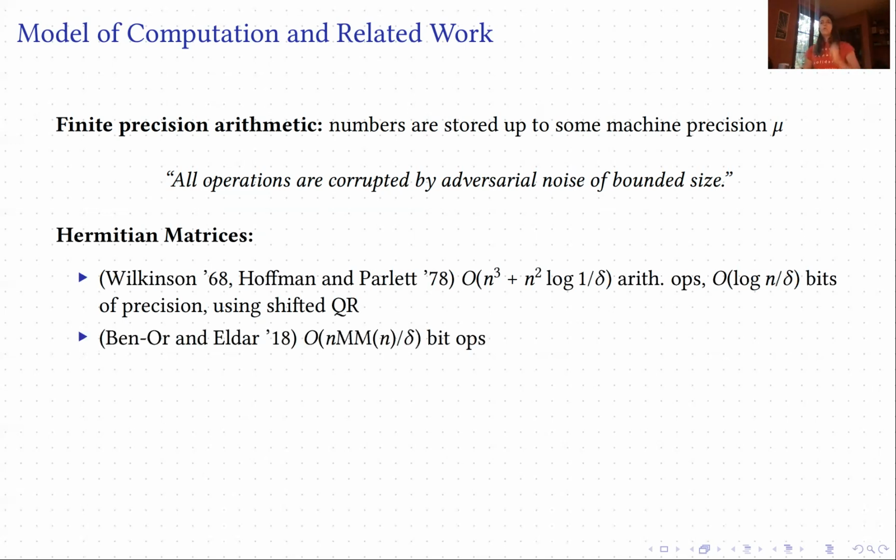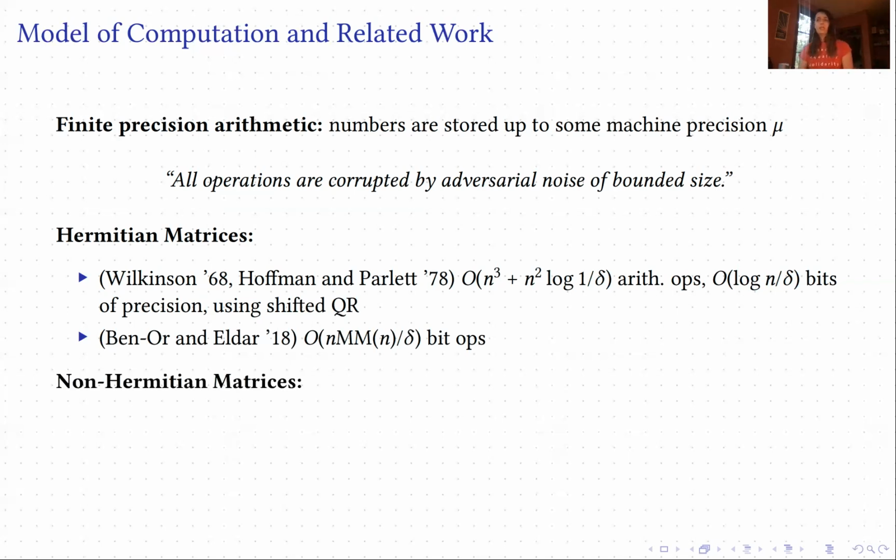And from some more recent work of Ben-Or and Eldar, we know that a single eigenvalue can be found in time mm of n. Again, this is the time it takes to numerically stably multiply two matrices. Our result still improves on the n dependence here, since there is an additional factor of n necessary if you want to find all the eigenvalues instead of just one.